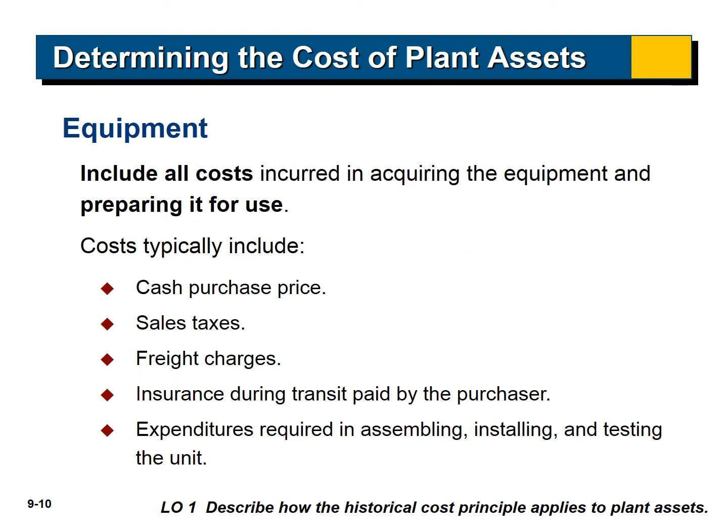Equipment, all costs necessary to get it ready, would be the purchase price, sales tax, freight charges, if you're paying for the asset to be sent to you, insurance during transit, expenditures related to this. A lot of people forget this one: assembling, installing, and testing the unit. That's all cost that goes into the equipment account. Those are not expensed. A lot of people want to expense them. They're not.